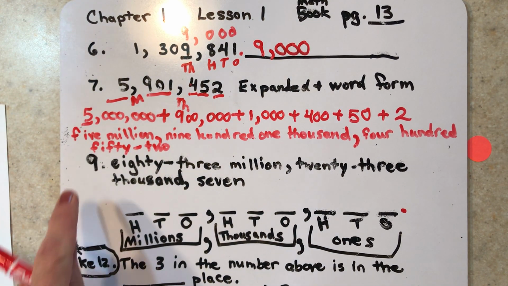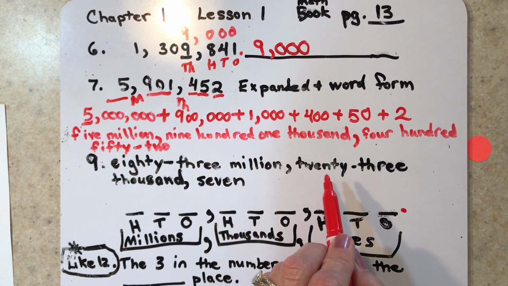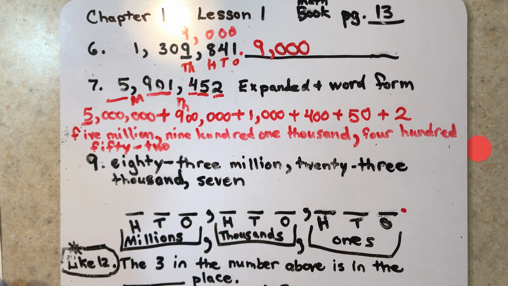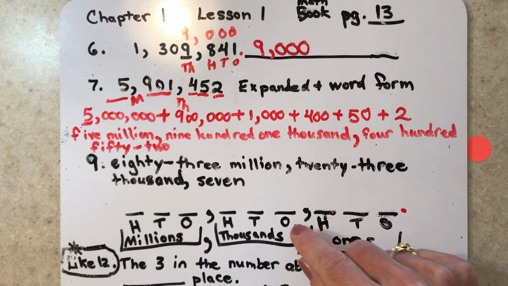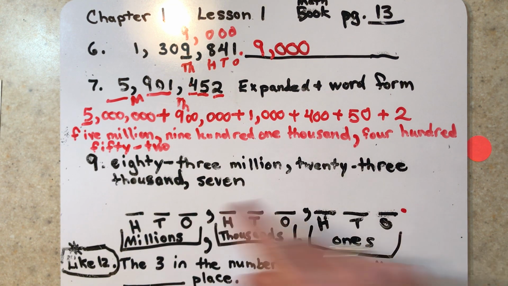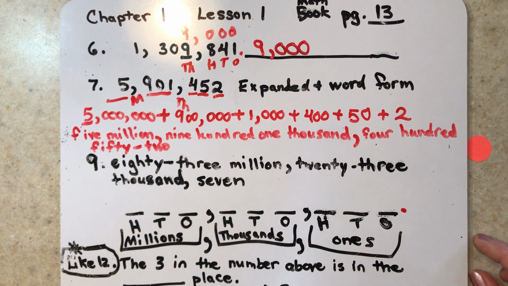Okay, number 9, 83,023,007. They ask us on number 9 to write each number in standard form and expanded form. I didn't leave enough room for that, but let's fill in the blanks. As a student, if I were taking a test, I would write enough blanks for myself to fill in the numbers, because they wrote it in word form and I need to write out the numbers.